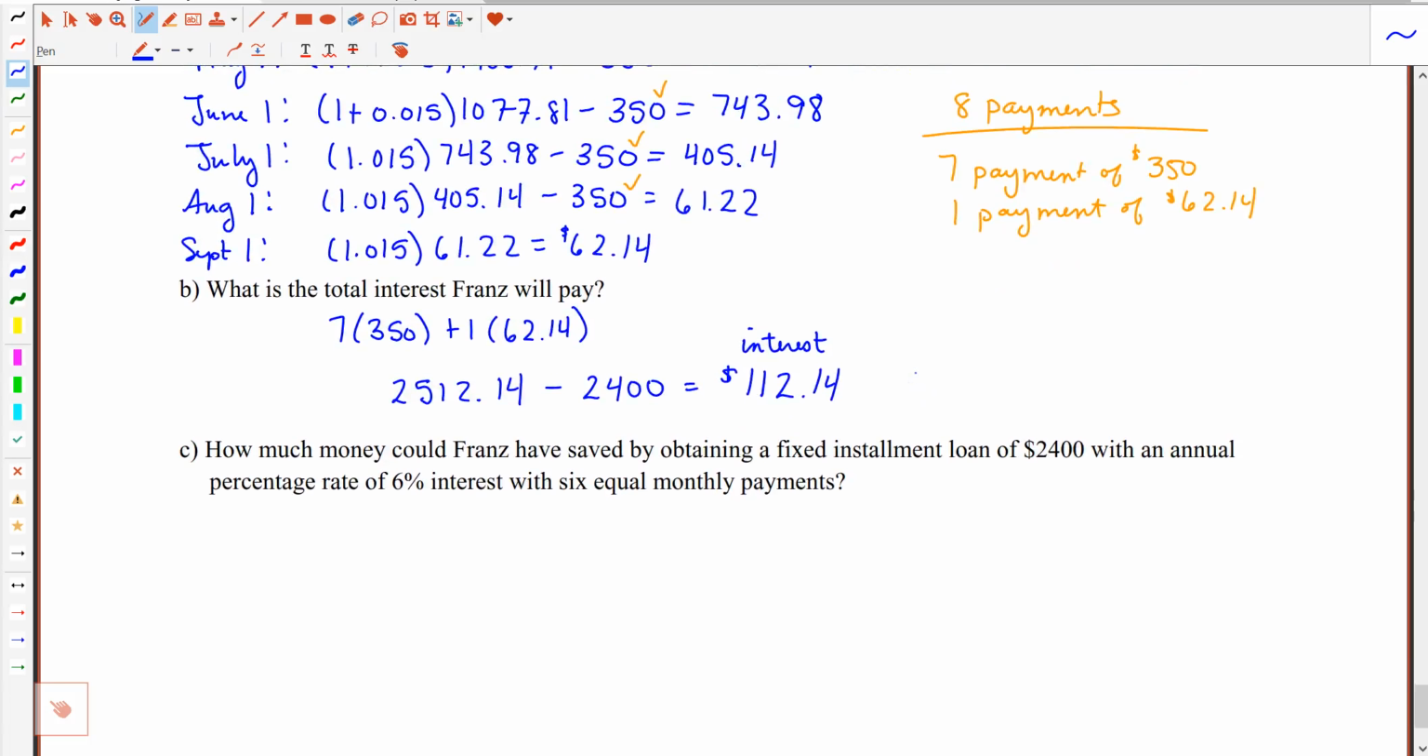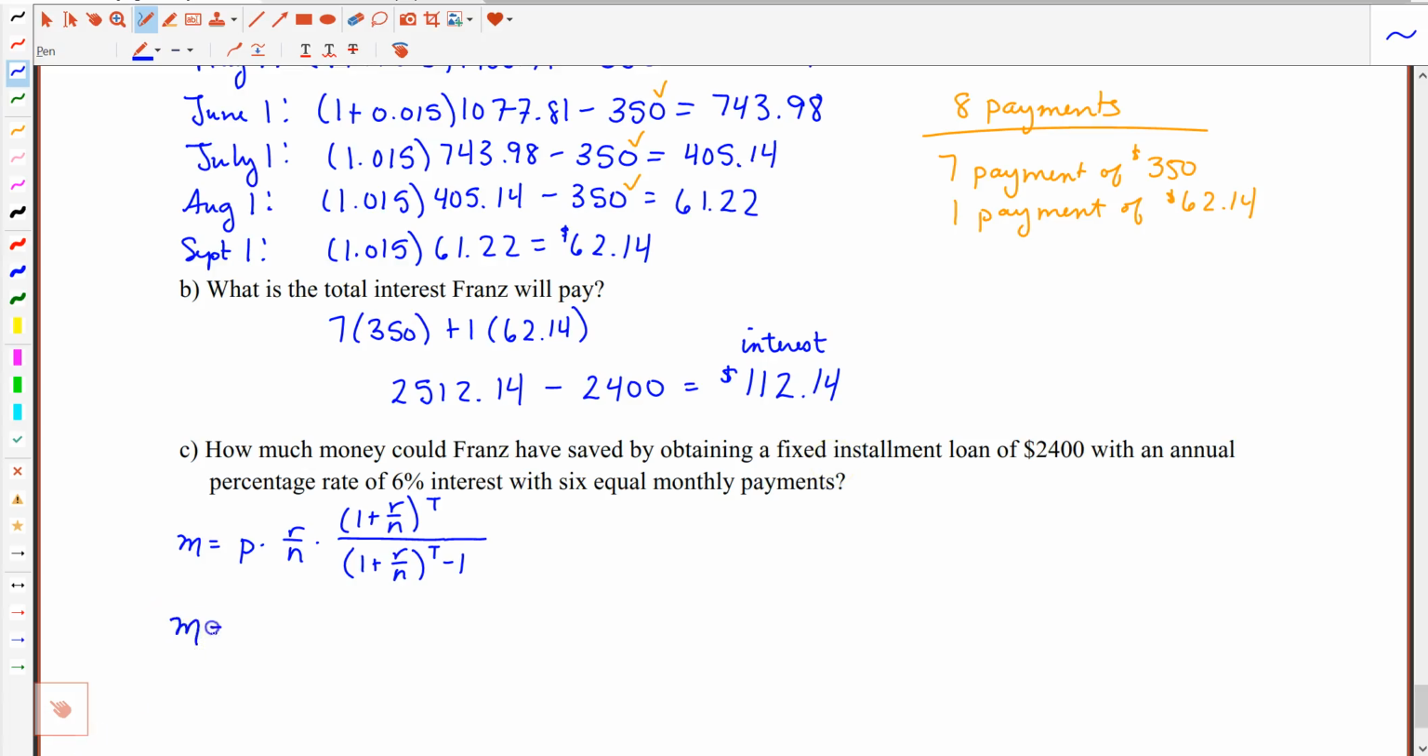Alright, so for part C, how much money could Franz have saved by obtaining a fixed installment loan of $2,400 with an annual percentage rate of 6% interest with 6 equal monthly payments? We're going to use the amortization formula, which is M is equal to P times R over N times 1 plus R over N raised to the t exponent, which is the number of payments, and then the denominator just repeats that, and then minus 1. If we can figure out the monthly payments, we'll be able to figure out the interest on this loan, and then how much interest was saved.